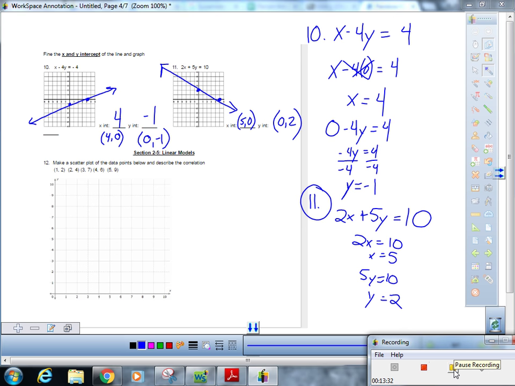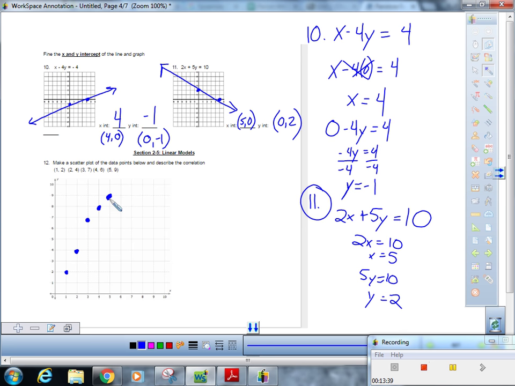Okay, last thing we're doing is called scatter plots. So this is like actually how math works in the real world. We've got some data points. 1, comma, 2. 2, comma, 4. 3, comma, 7. 4, comma, 8. And 5, comma, 9. Okay, it says make a scatter plot of the data points and describe the correlation.